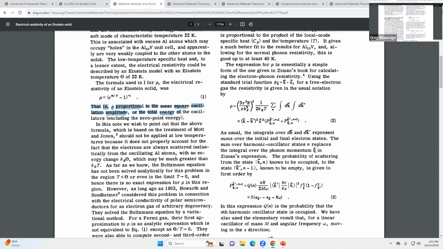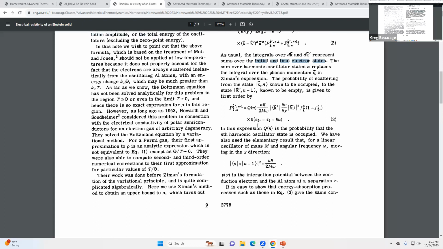And then if you have an occupied state or an unoccupied state, that's what this K and K prime are. So the energy difference between occupied and unoccupied is h nu. That's what it gets to in here if you read through this. That's what I decipher from this. So K and K prime represent sums over the initial and final electron states, one being occupied and the other being unoccupied. Right, so the transition is h nu.